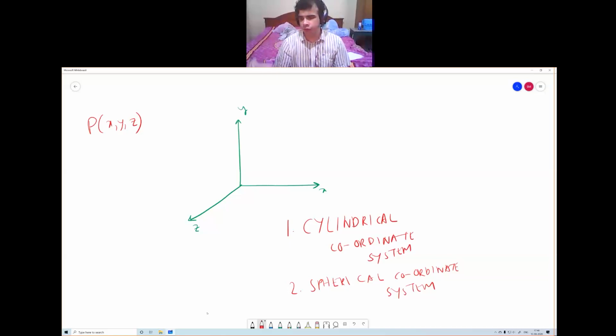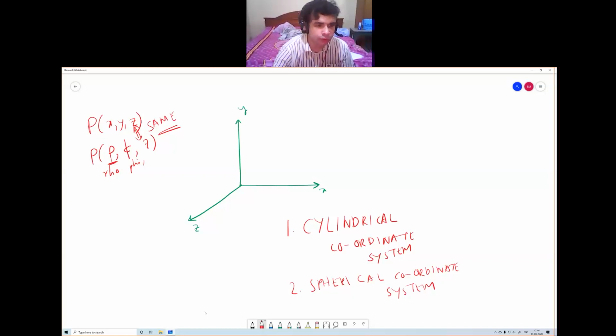For cylindrical coordinate system, we have similar things: rho, phi, and z. This is not P, this is rho. Rho is a Greek letter. This z and this z are the same, so no problem regarding that. What is rho and phi?